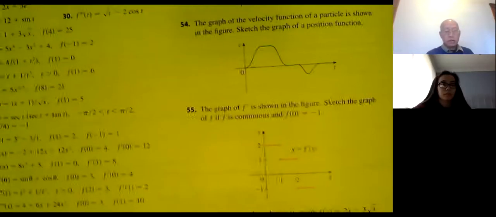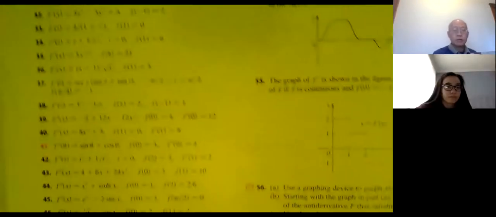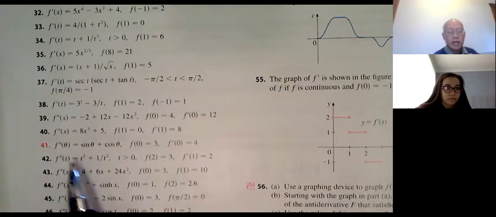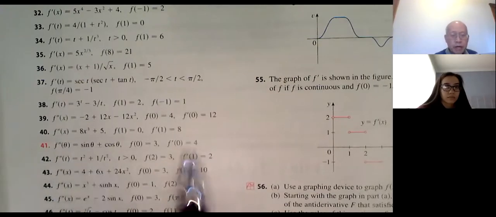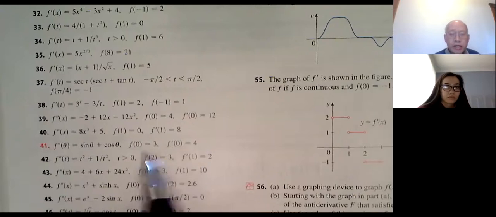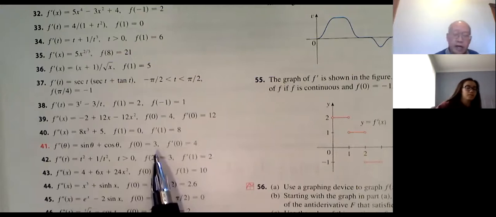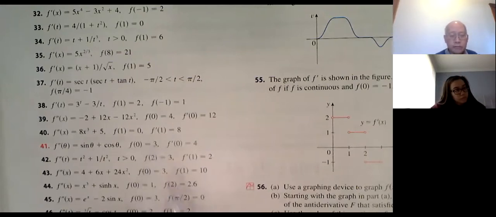Okay, now just like yesterday, you have some problems here where you can find out the values of C. So 41, f double prime is blah, blah, blah. f of 0 equals 3, f prime of 0 equals 4. So I can use this information to find out C1 and C2. So my final answer will not have C1 or C2. It'll just be one function, hopefully.